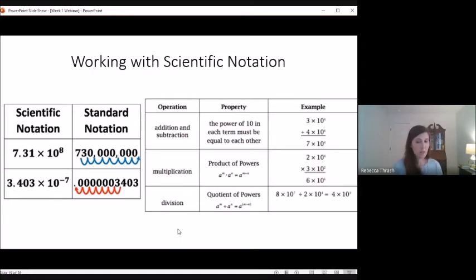So with division, it's the opposite. You are going to subtract the exponents and then still divide the coefficients. So here, 8 times 10 to the 7 divided by 2 times 10 to the 4. 8 divided by 2 is 4, and 7 minus 4 is 3. So that's how you get that.